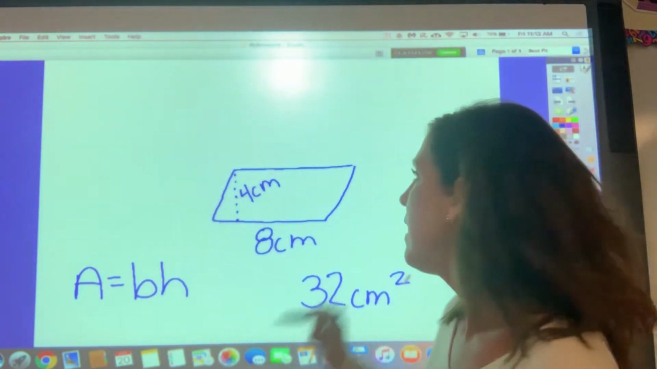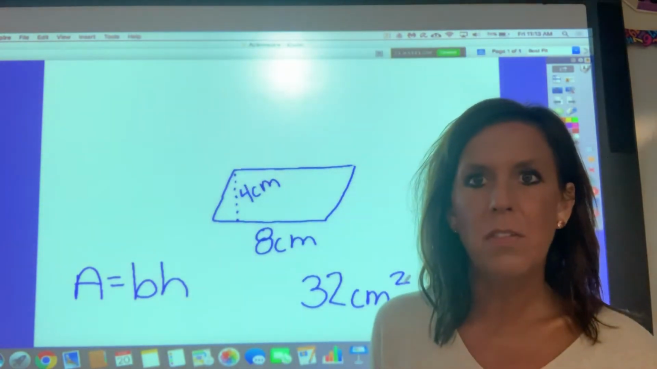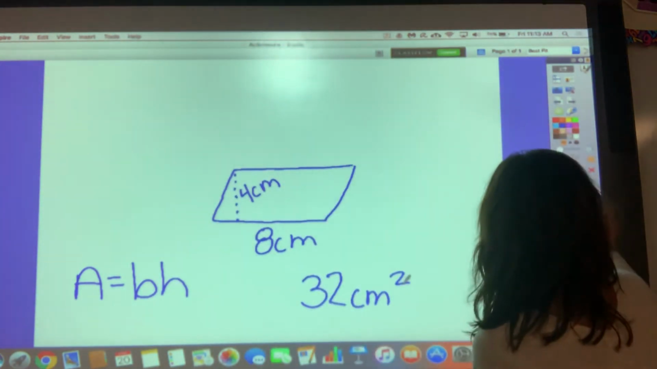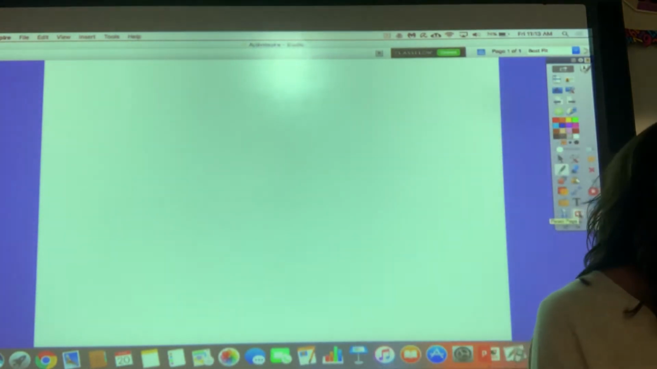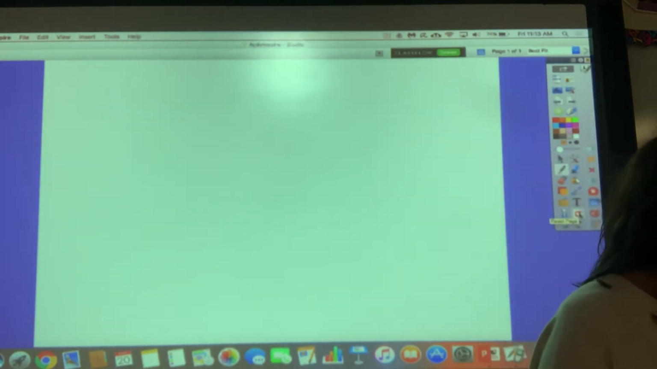Pretty easy. In a few minutes, we'll do a couple of these on the coordinate plane as well. But let's look at a trapezoid. Let's look at finding the area of a trapezoid. So let's say that we have a trapezoid.